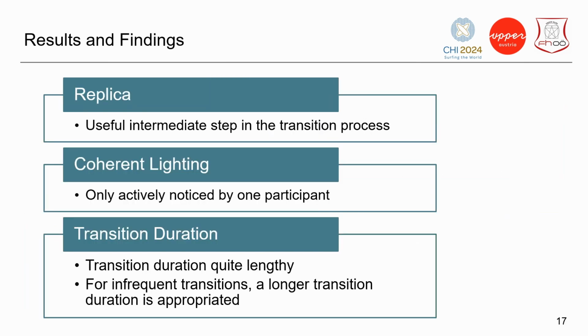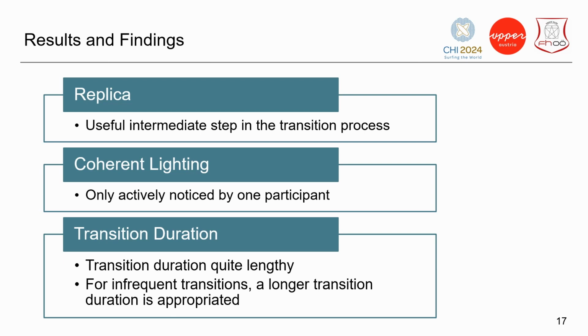The user study shows that participants appreciate the replica as an intermediate step during the transition. This is also reflected in the rankings for user experience. Participants who found the replica inefficient at first even changed their mind during the course of the study, as they expressed during the interview. The use of the replica allows users to get familiar with the environment and makes it easier to follow the transition.